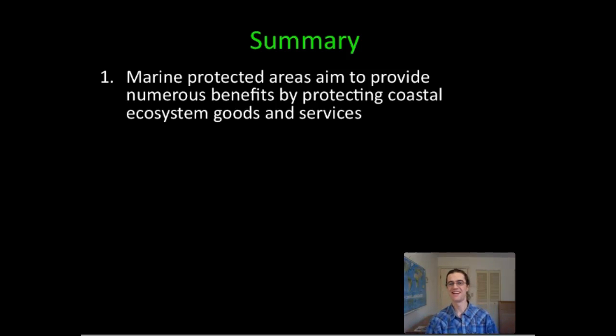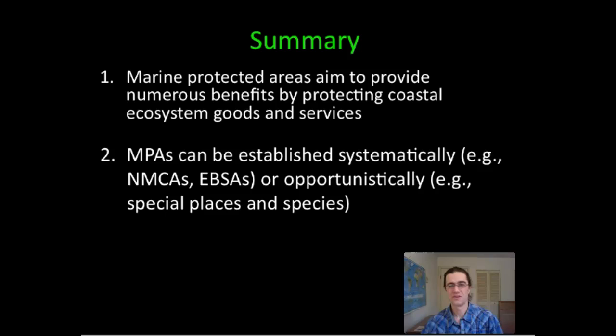So to summarize, marine protected areas aim to provide numerous benefits by protecting coastal ecosystem goods and services. Touched on that, and we'll continue next week. Ecosystem goods and services come up again and again in these discussions, and there's so many different angles to go with that. Marine protected areas can be established systematically, for example, in the National Marine Conservation Areas of Canada, or the EBSAs, or opportunistically, in terms of special places and species, the Bowie Seamount, or the octopus off the coast of Madagascar.